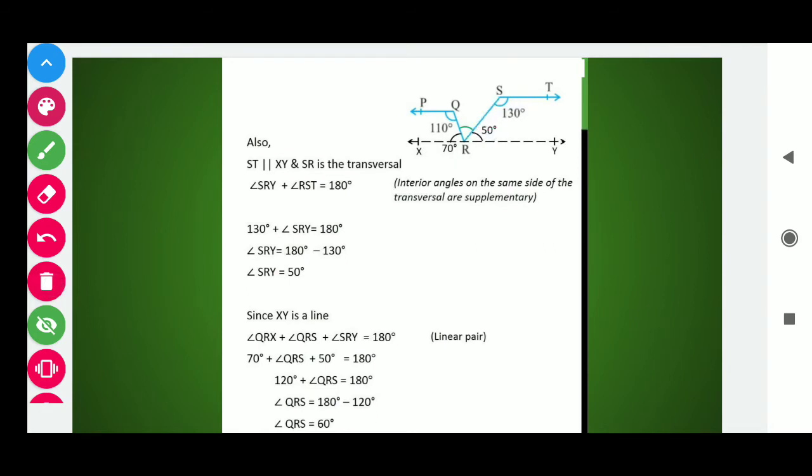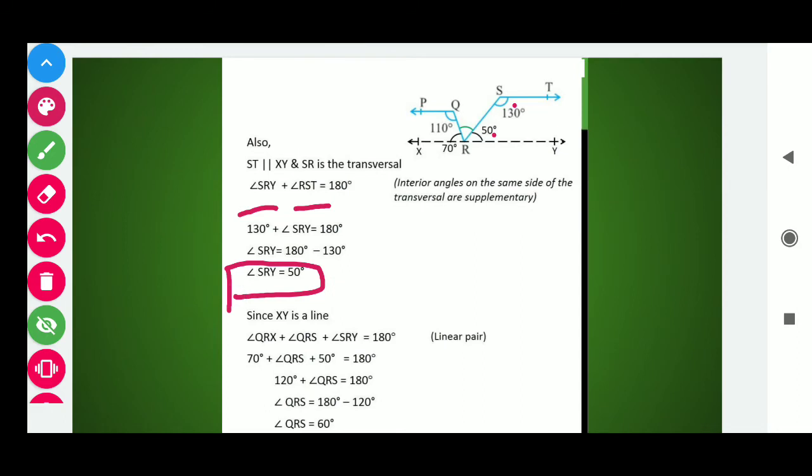Okay students, so here we take angle SRY plus RST, these angles, okay, is equal to 180 degree. In this way, SRY remains as it is and RST is 130 degree. So 130 degree moves to the right hand side. In this way we get angle SRY is 50 degree.